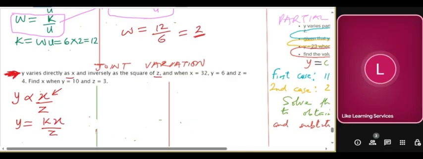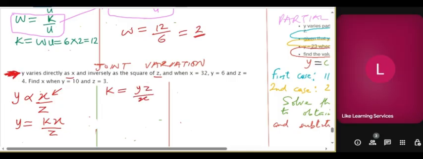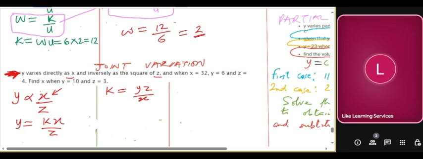Make k the subject of the formula. It's easier. This is faster. K is equal to yz over x. Am I right? Yeah. Just find k so that we write the equation, the formula for it. Let's find k. So k will be equal to what? Let's use the values given. When x is 32, y is 6, and z is 4.